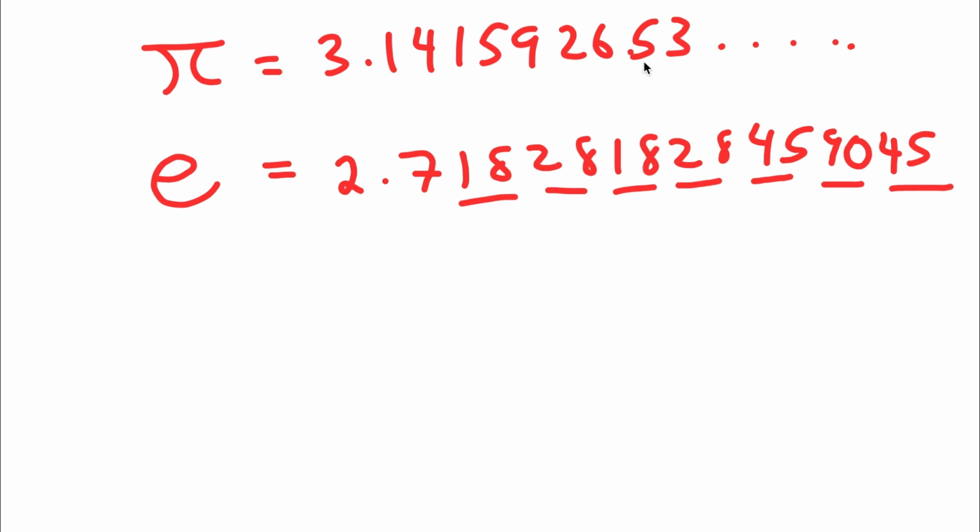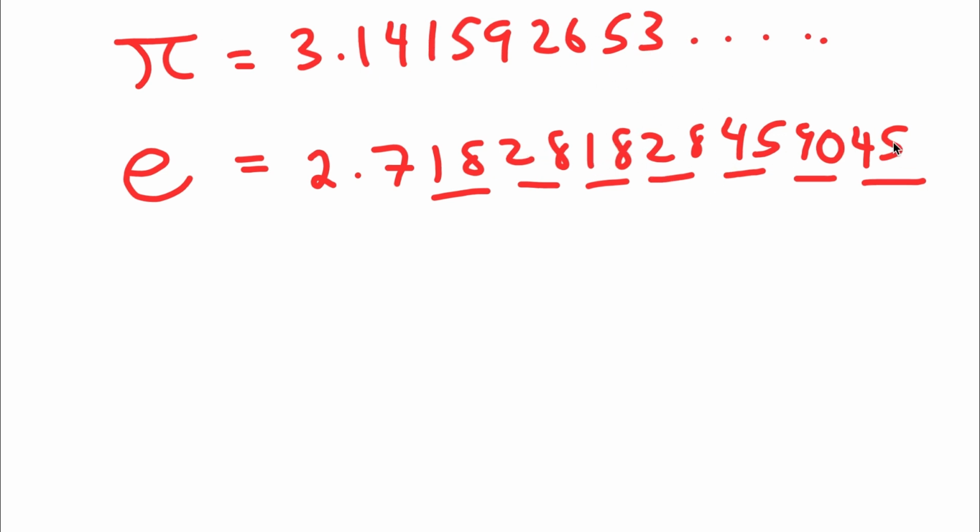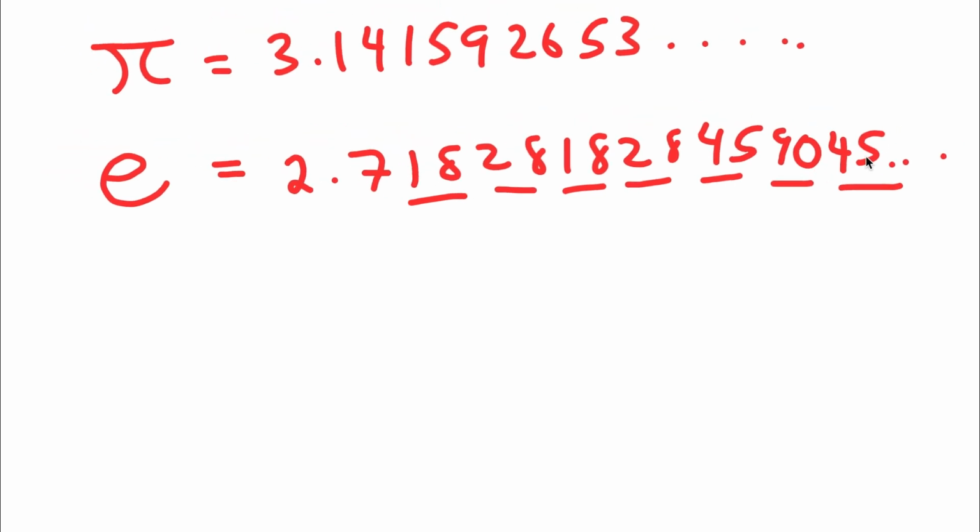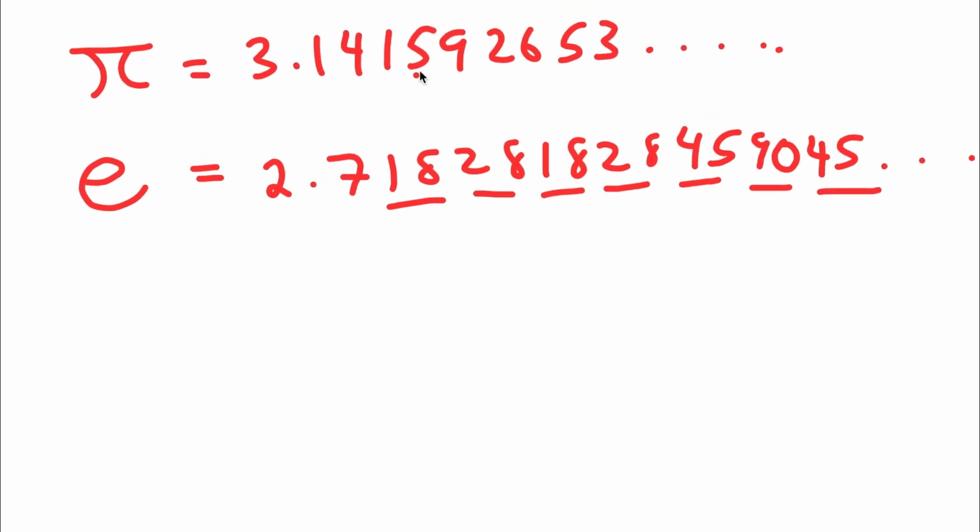But anyways, so we have these two irrational terms. And by the way, this also goes on forever. It's an irrational term. So we have these two terms which seem to have a random combination of numbers.